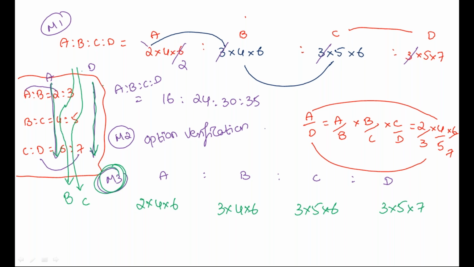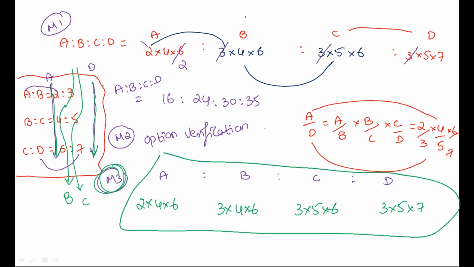What is the next step? Now you are moving entirely from the left side to the right side, one step at a time. This is what the A, B, C, D ratio is. That's it, my dear friends. Done. Cancel the common terms and find the ratio.